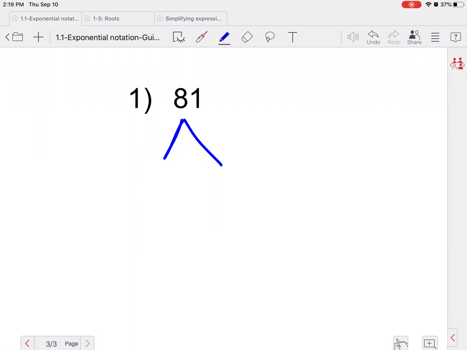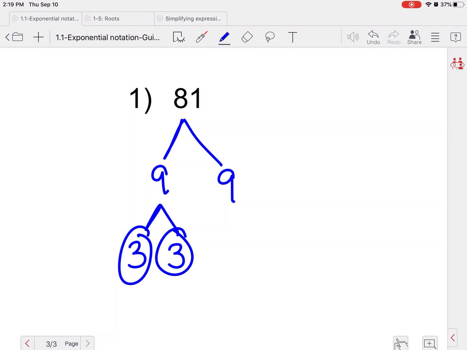So I'm going to think, what two numbers multiply to be 81? And I know off the top of my head that 9 times 9 does. And neither of those are prime numbers. So 9 breaks down into 3 times 3. Now I know 3 is prime and 3 is prime, so I'm going to go ahead and circle those. And this 9 would have the same thing, okay?